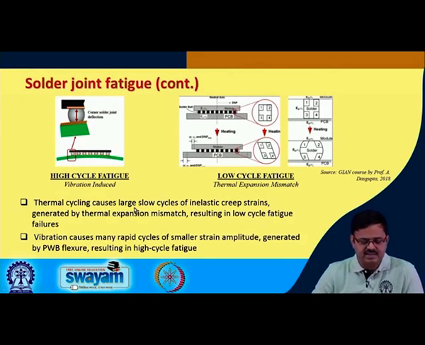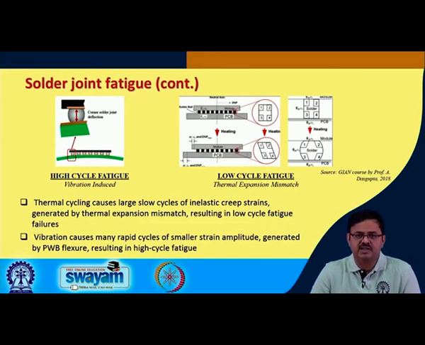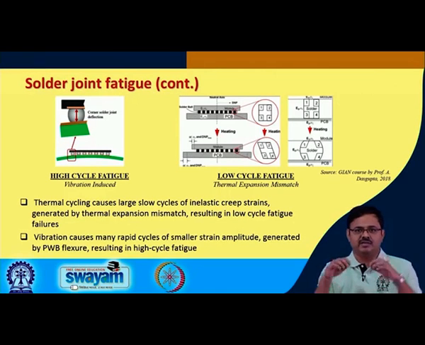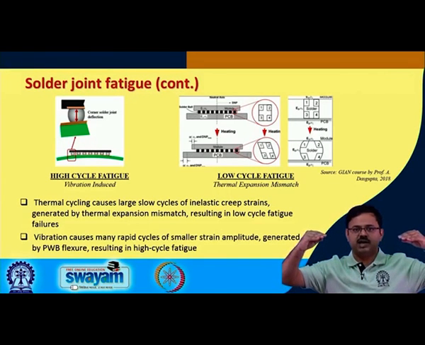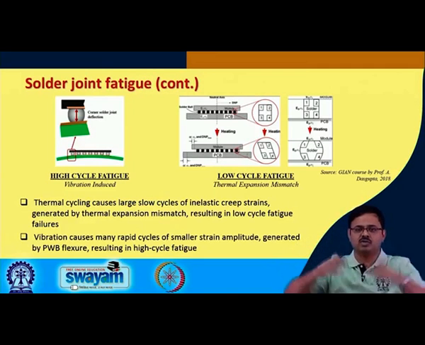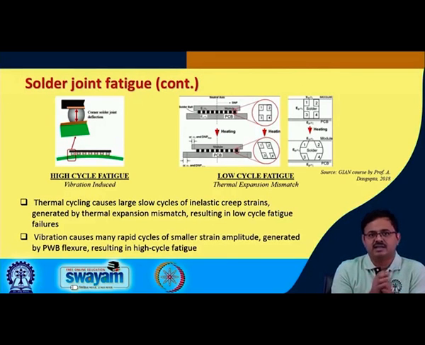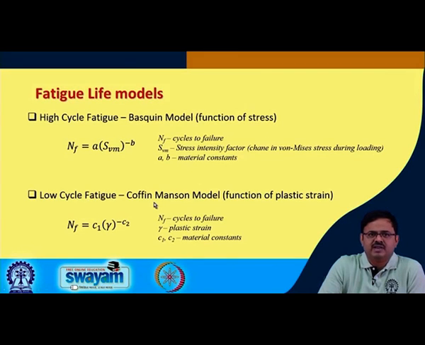So, thermal cycling causes large slow cycles of inelastic creep strains generated by thermal expansion mismatch, resulting in low cycle fatigue. But vibration, on the other hand, involves much more rapid cycles of smaller amplitude because of flexure. If you have clamped on the two sides and you are vibrating, then it undergoes this flapping motion, flexural rigidity is challenged, and it results in high cycle fatigue. Now, in an actual solder joint, it may be a combination of both.